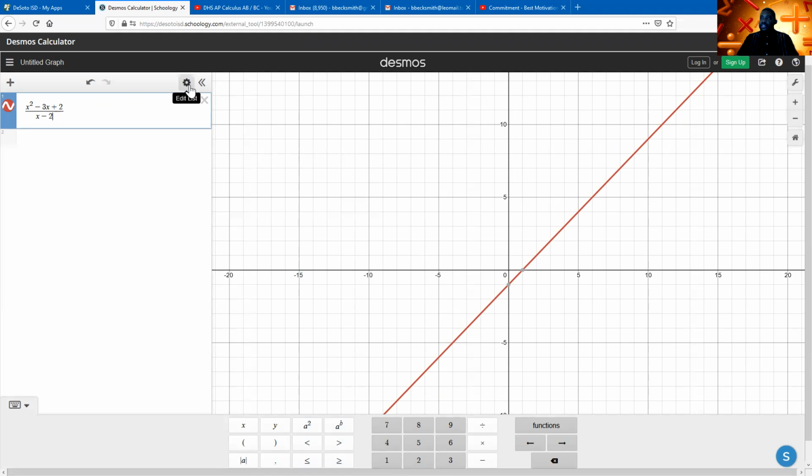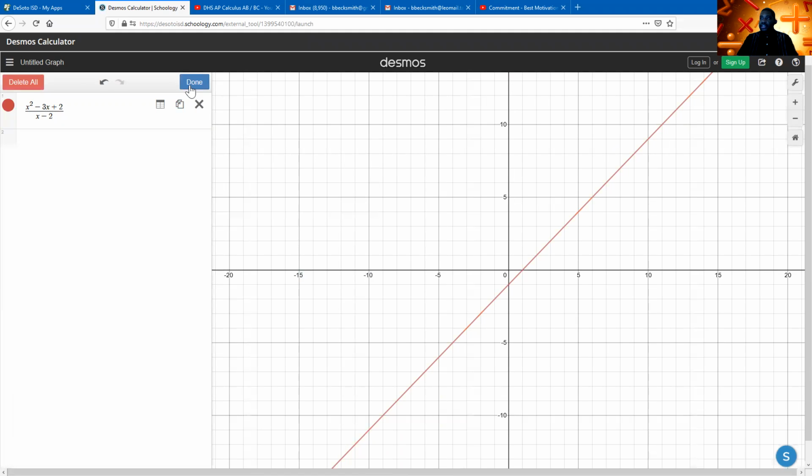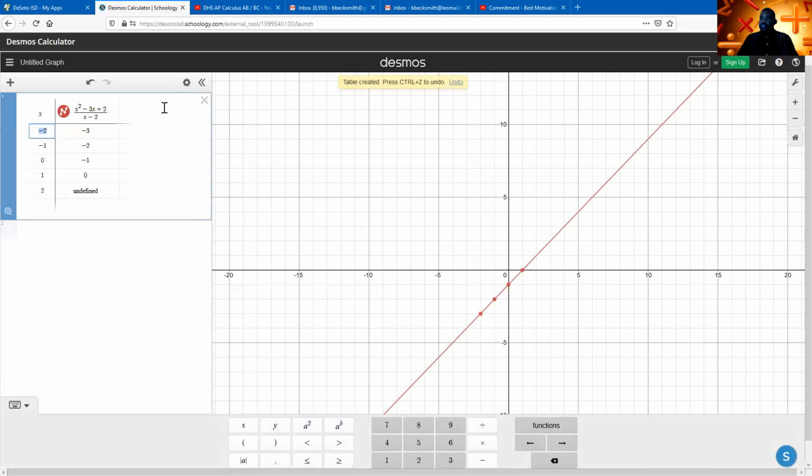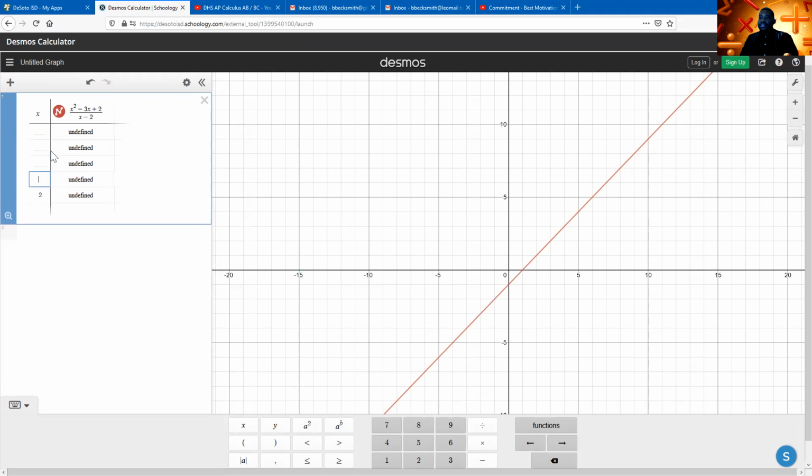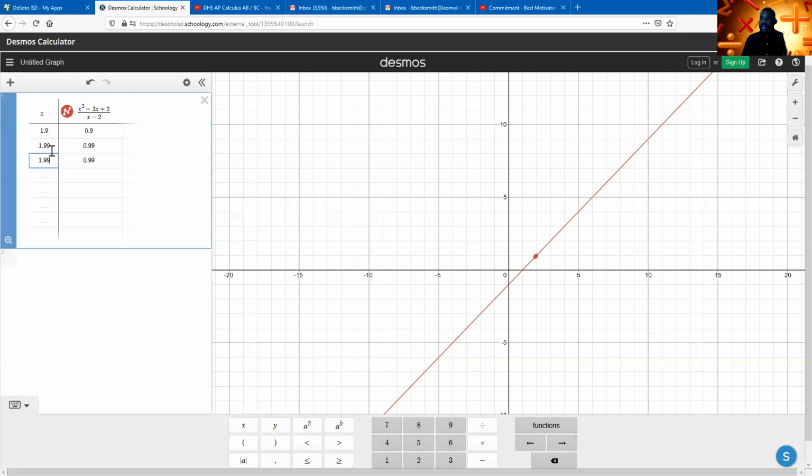Then you're going to click on this edit list cog here, and change it to a table. It generates a table of values for you. I'm going to delete all of these values and type in the actual values that were in the table. So 1.9, 1.99, 1.999, 2.001, 2.01, and 2.1.